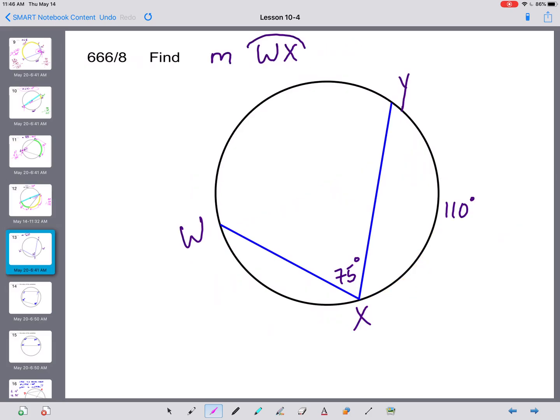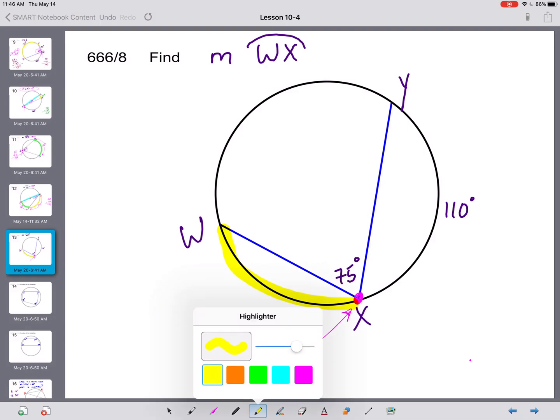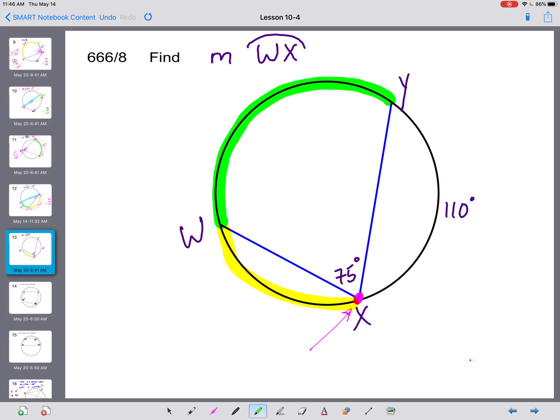Okay. We got another inscribed angle. There it is. Inscribed angle. Vertex is on the circle. What do they want? They want this one. This is the one they want. WX. Okay. Well, what are we going to do? First of all, find the arc that the angle opens up to.